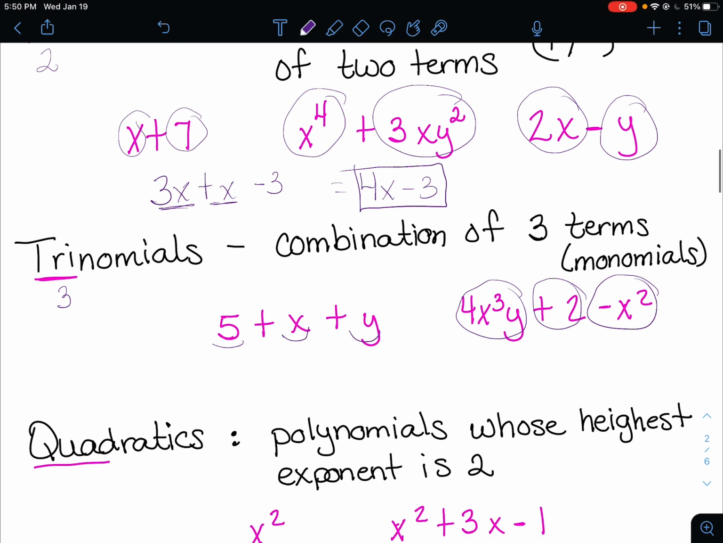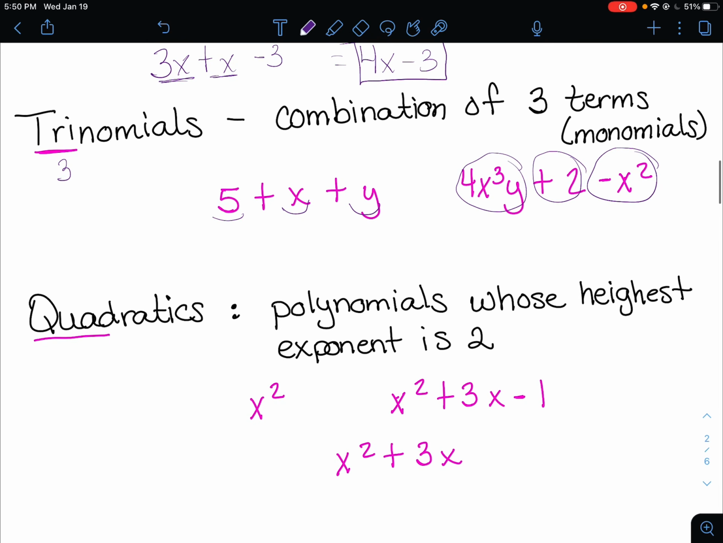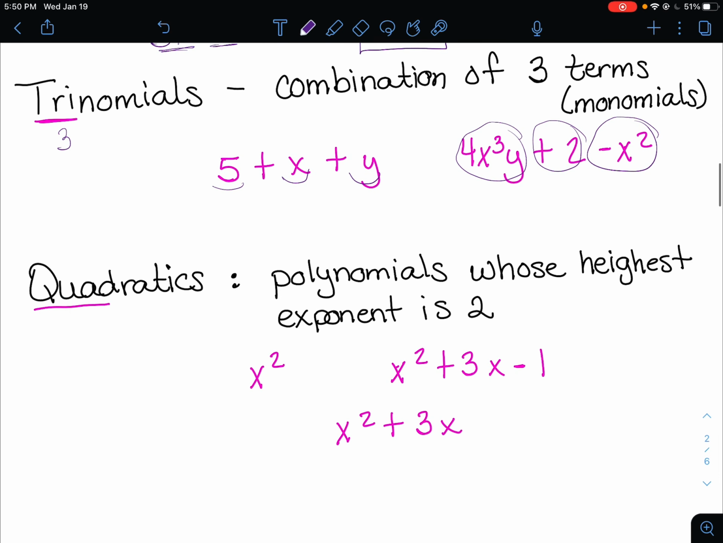Now, a little bit more specifically, we can have quadratics. Now, quadratics can fit into a trinomial or a binomial or a monomial. All of them are polynomials, but this is very specific. These are polynomials whose highest exponent is 2. So we notice here we got x to the 2. That's just one term. That could be considered a polynomial, a monomial, and specifically a quadratic.